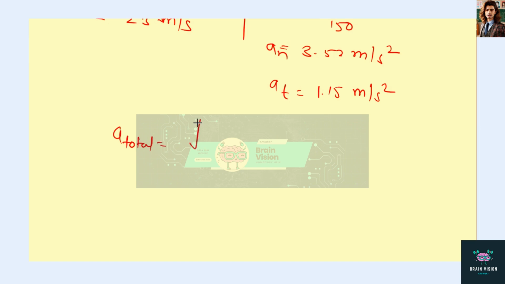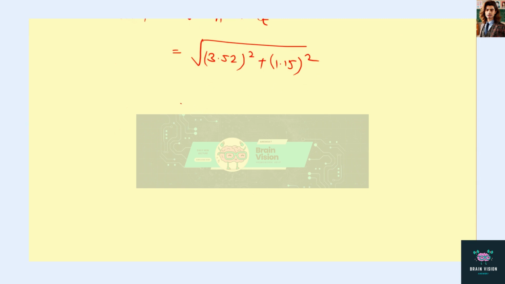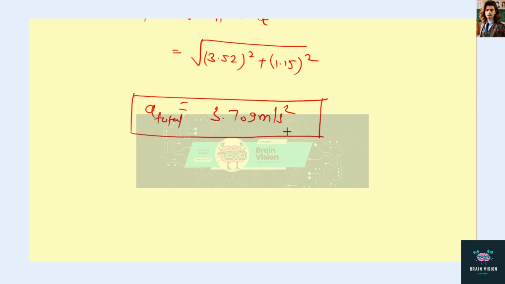Now we have the value of tangential acceleration, that is 1.15 meters per second square. We know the total acceleration is given by the square root of normal acceleration square plus tangential acceleration square. So this comes out to be the square root of 3.52 whole square plus 1.15 whole square. Finally we get 3.709 meters per second square. This is the value of total acceleration, our answer for the second part of the problem.